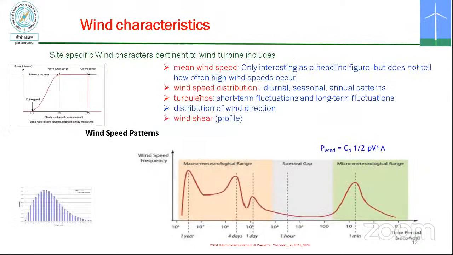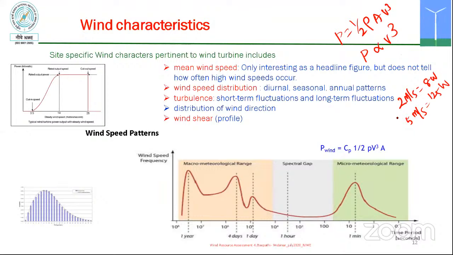Next, this is about the wind characteristics. What do we want to know about them? Now I told you power is equal to half rho A v cubed. You see that power is directly proportional to v cubed. If the wind speed is 2 meters per second, what will the power be? That is 8 watts. If the wind speed is 5 meters per second, the power is 125 watts. You see here the difference in speed is only 3 meters per second, but the power changes almost 14 times.